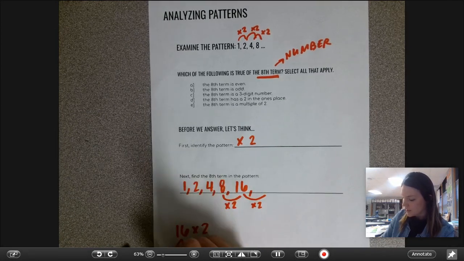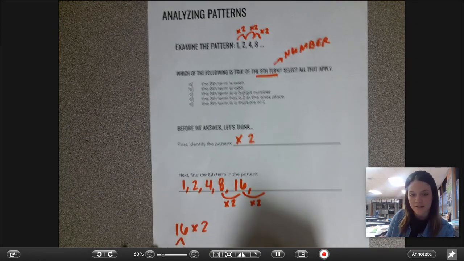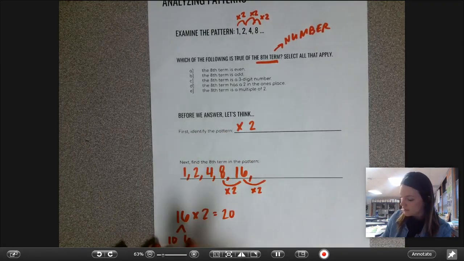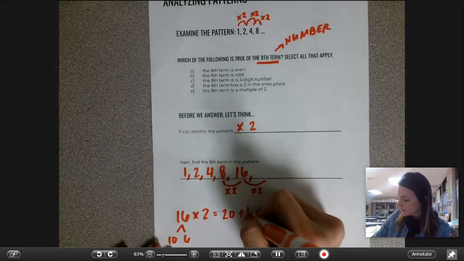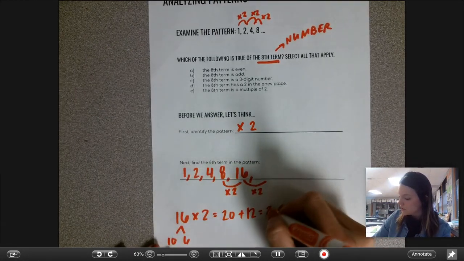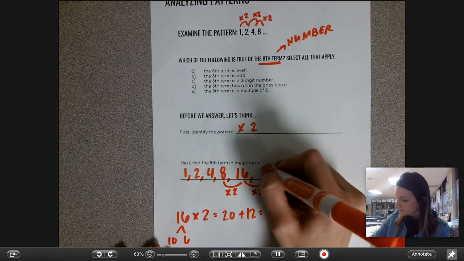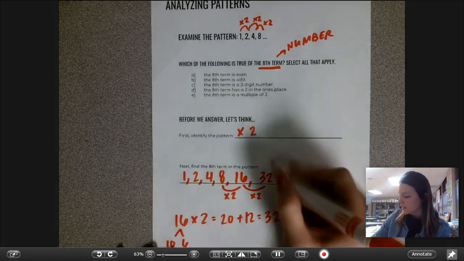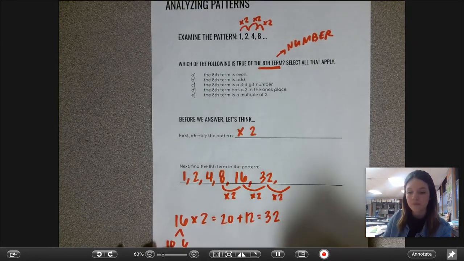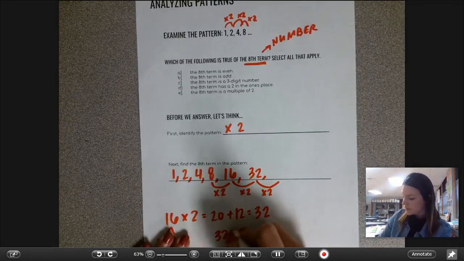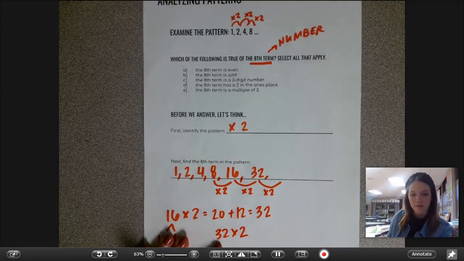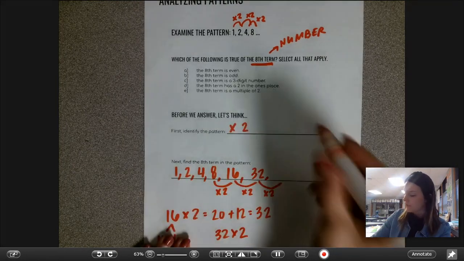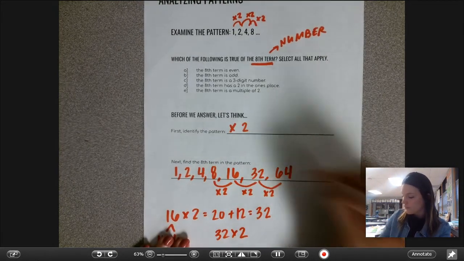16 times 2, I break up 16 into 10 and 6. And I know that 10 times 2 is 20, and 6 times 2 is 12. So 16 times 2 must be 32. Now I have 1, 2, 3, 4, 5, 6, so I need a few more, times 2. If I do 32 times 2, I think about doubling the 3, which would be 60. And I double the 2, which would be 4. So the next number is 64.